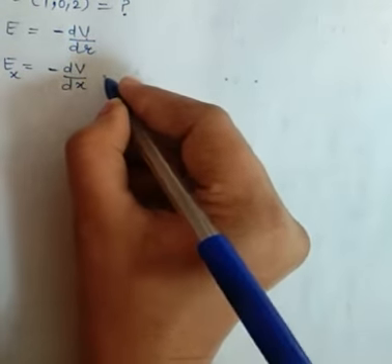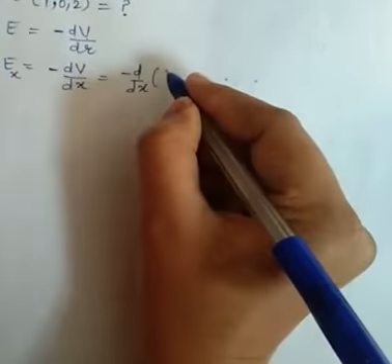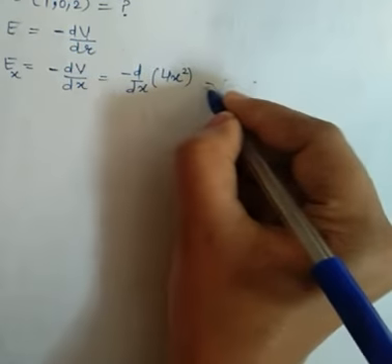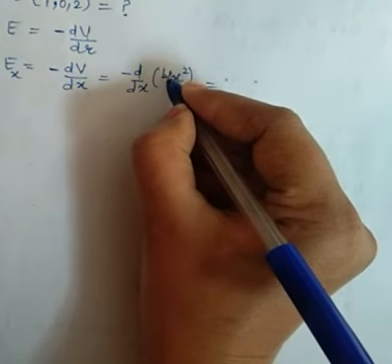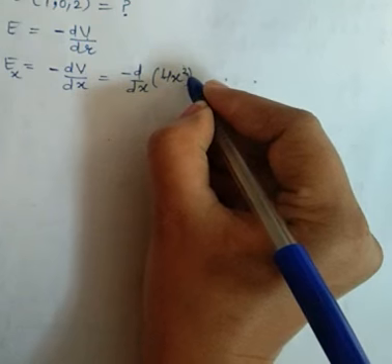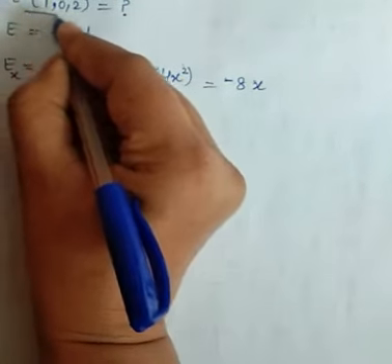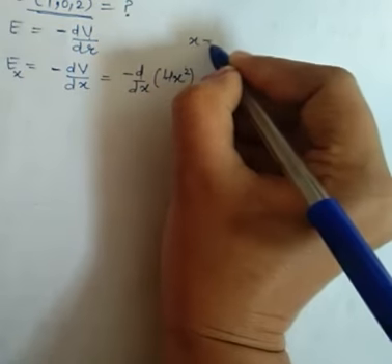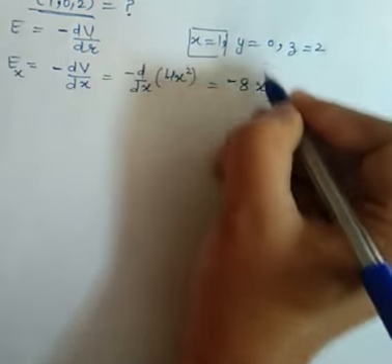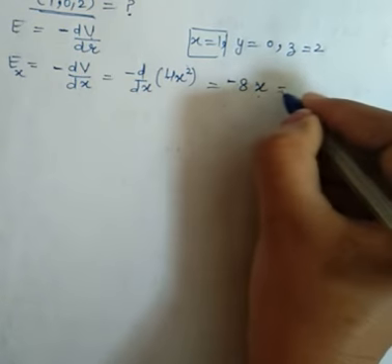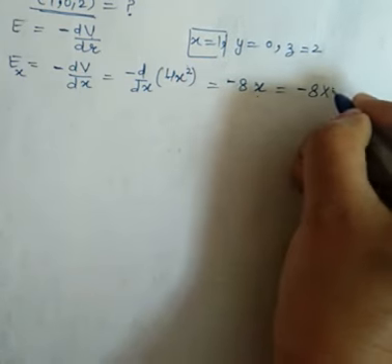Ex is equal to minus dV by dx. So minus d by dx of V. What is the value of V given to you? That is 4x square. Now in differentiation of 4x square, the old power multiplies with this, that is 8, and reducing the power by 1, so it will be minus 8x. And what is the point where we have to find out? x equal to 1, y equal to 0 and z is equal to 2. So here only x is required. Putting x is equal to 1, we will get the result minus 8 into 1, that is equal to minus 8.